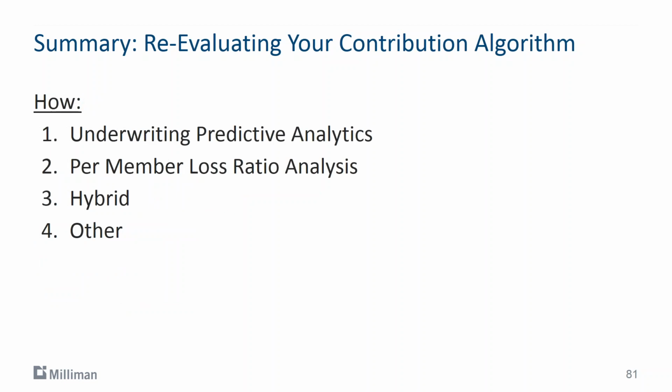Okay? And then how did we go through this process? We either did an underwriting predictive analytics approach, or we did a per member loss ratio approach. There are other ways of doing this, or there can be some hybrid of those two. So we've presented two different approaches here, but you can combine those and use different elements from each of those to do this analysis.